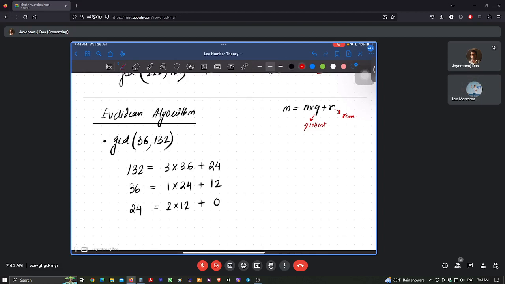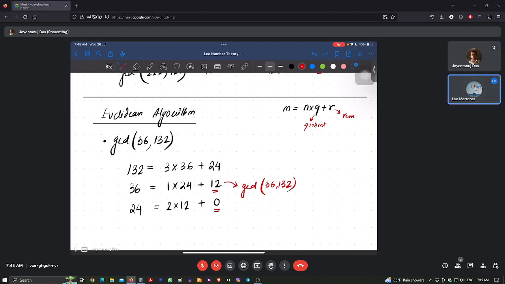When our remainder is 0, we stop at that step. The previous remainder, just before that, will be our GCD. So this is the GCD of 36 and 132. This is the Euclidean algorithm.